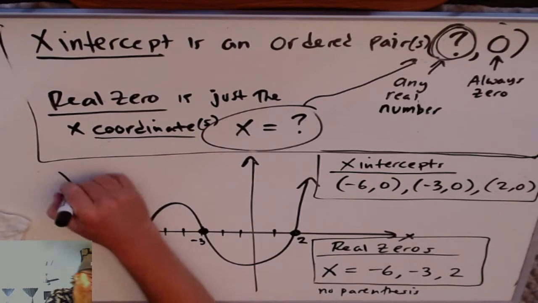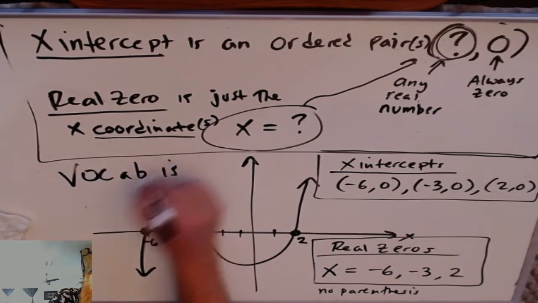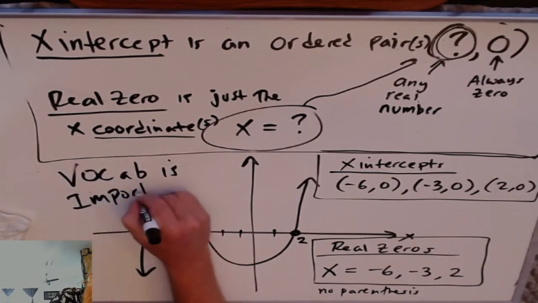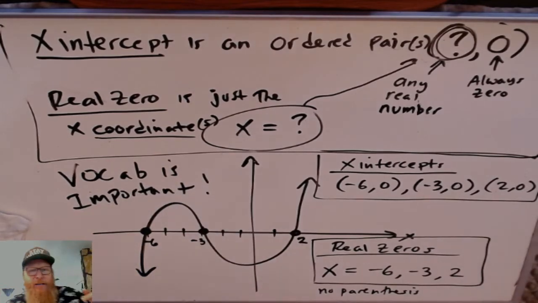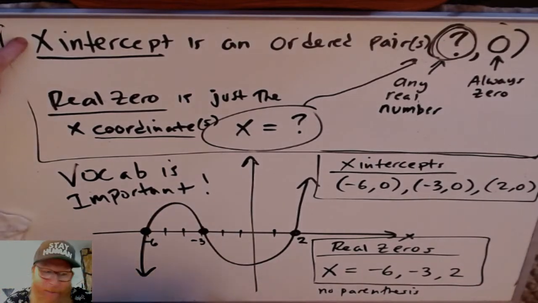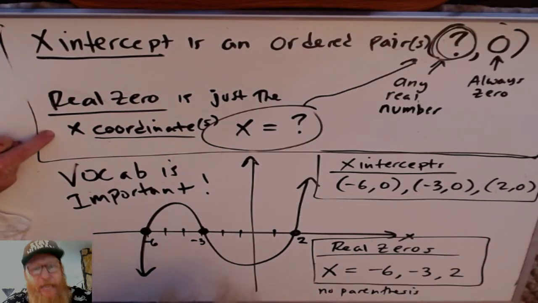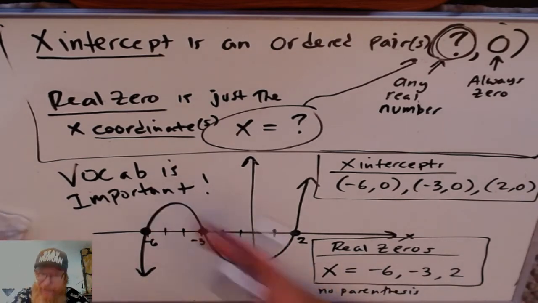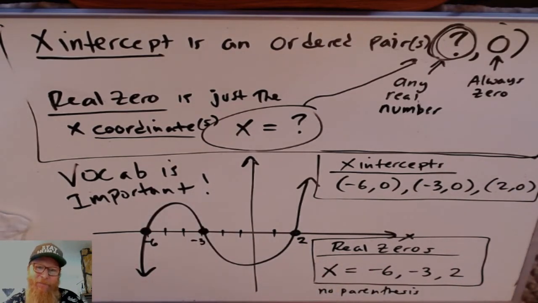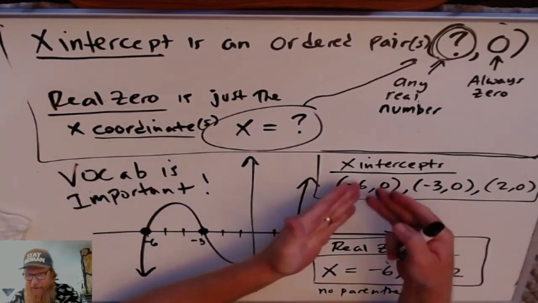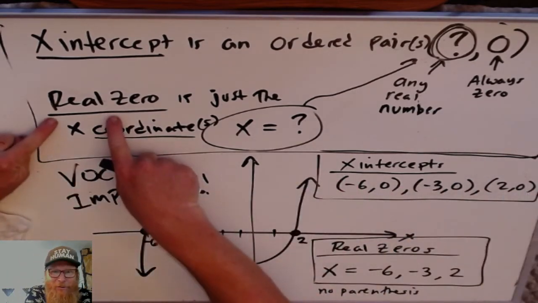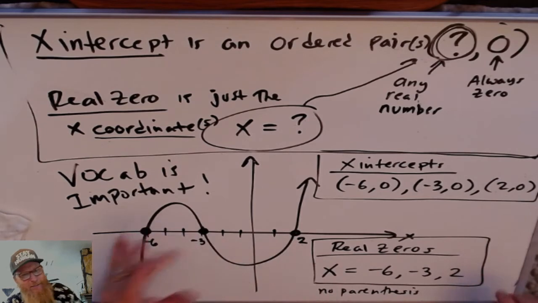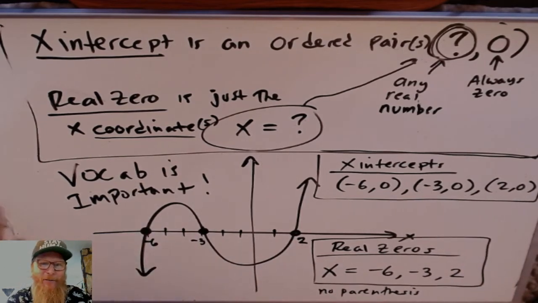All right, so that's very important vocabulary, because when I put the problem on the test, and if I ask for intercepts and you give me zeros, I know what you mean, and I know that you knew it, but I want you to know it, right? So if I ask for this, then give me this. If I ask for real zeros, then give me this, and it's going to be very important on the test, okay?